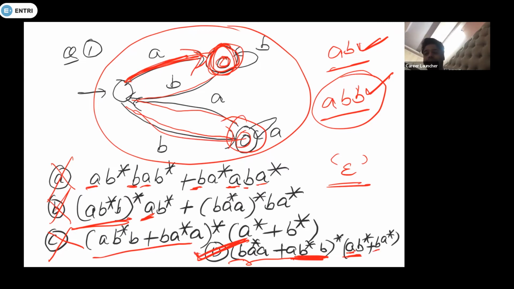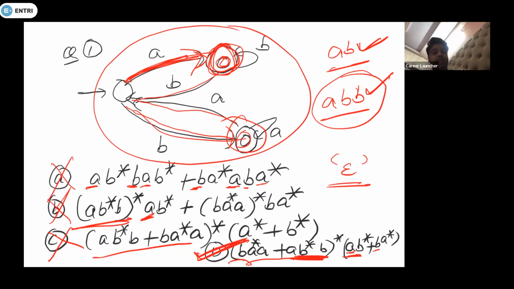Option D is the correct one. Got it? Whatever is accepted by the finite automata will be given in the regular expression, or vice versa. Whatever we are given in the regular expression must be accepted by the finite automata. Clear? Question number 1 is one of the TSC problems here. So the answer is D. D is the correct choice.